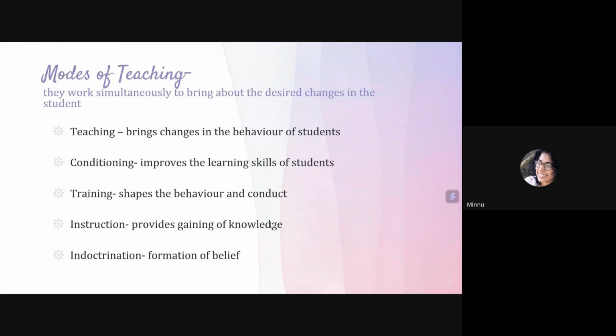Then training. Training shapes the behavior and conduct. We can see that trainings are usually given when a particular area needs to be studied in depth, or one needs to be well versed in a particular area. So that training shapes the behavior and conduct, which will favorably mold that person into an expert in that field. Then instruction provides a gaining of knowledge, which is very clear. Then comes indoctrination. Indoctrination is the method or the process where the student forms beliefs in his or her brain through the methods or ways of teaching and through the knowledge that has been imparted to the student. So we know teaching, conditioning, training, instruction, and indoctrination. These are several modes of teaching which are part of the process.